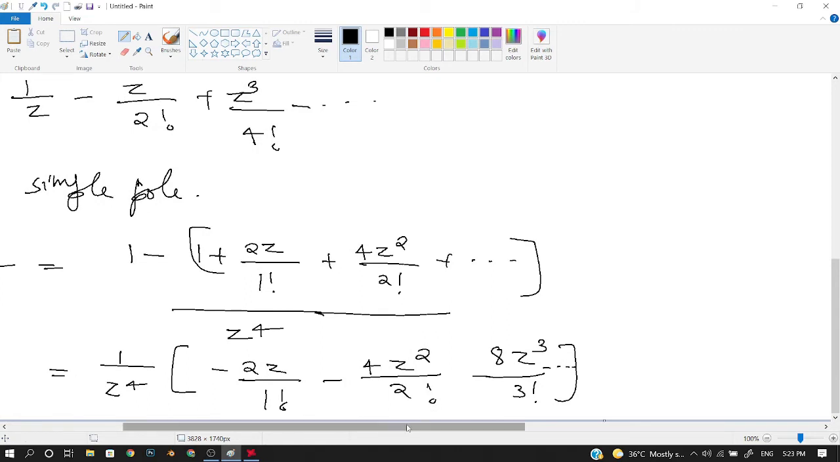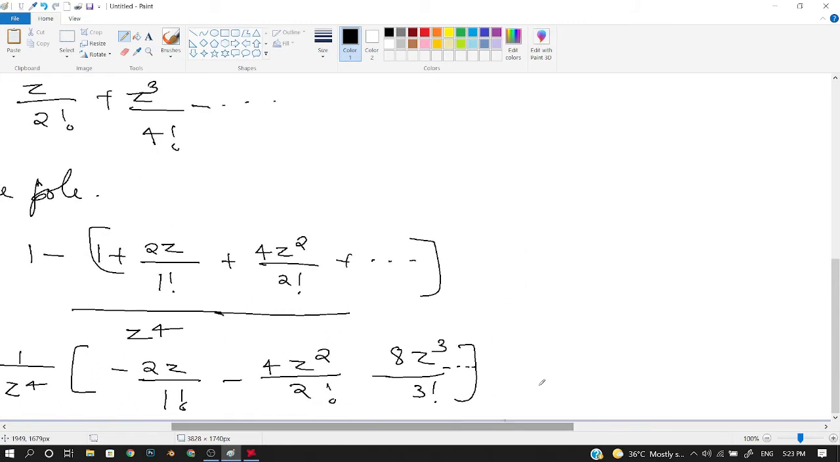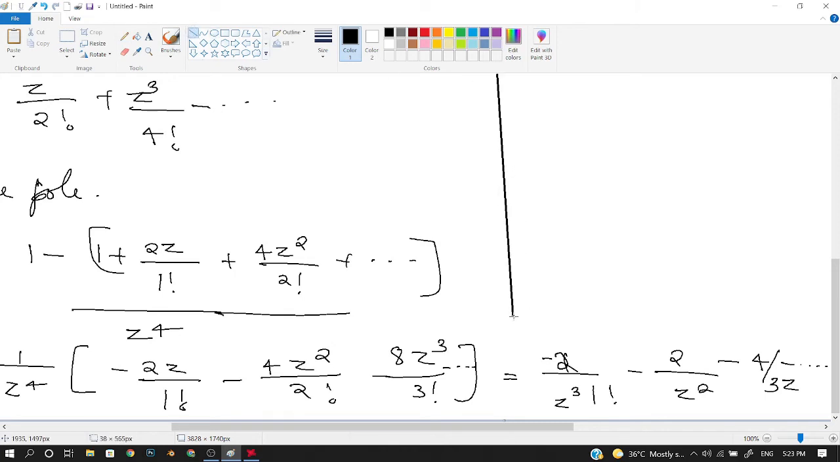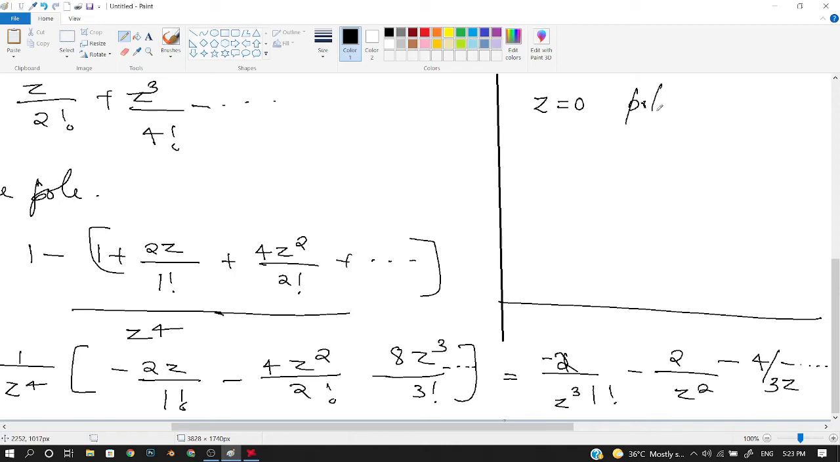Now you take that 1 by z raised to 4 inside the bracket. So we have minus 2 by z cube into 1 factorial, minus 2 by z square, minus 4 by 3z, minus etc. And here in this expansion you can see that z equal to 0 is a pole of order 3. Pole of order 3. Okay.